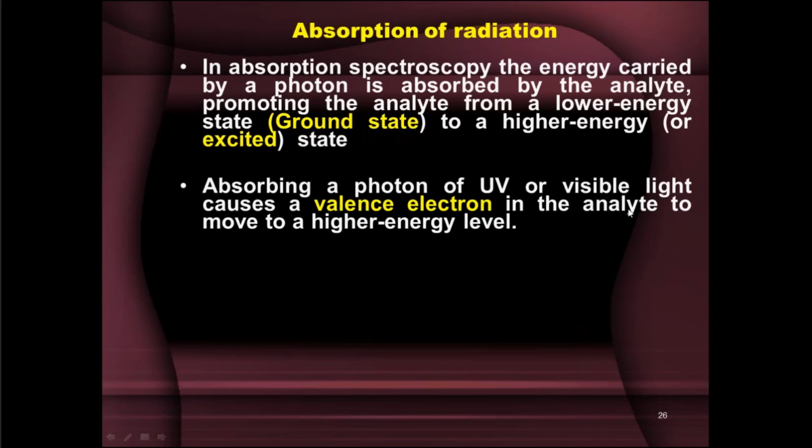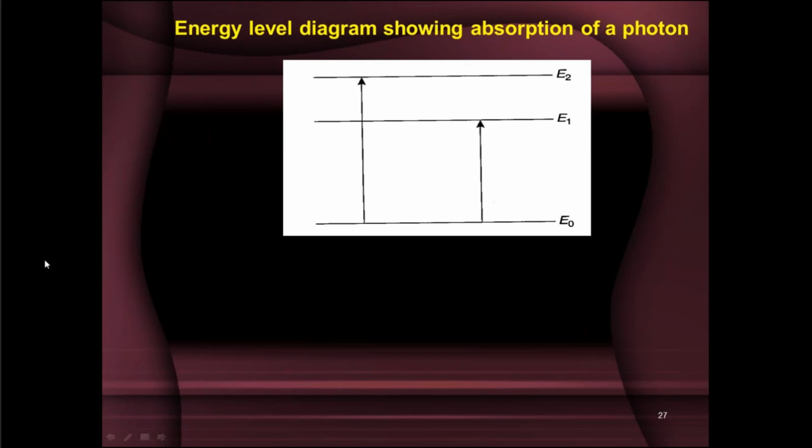Absorbing a photon of UV or visible light causes a valence electron in the analyte to move to a higher energy level. So in the case of UV visible light, because of the energy possessed by this light, it can cause a valence electron in the elementary particle or in the molecule to move to a higher energy state.